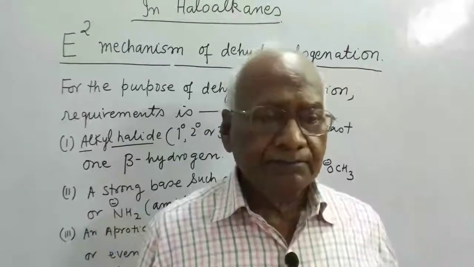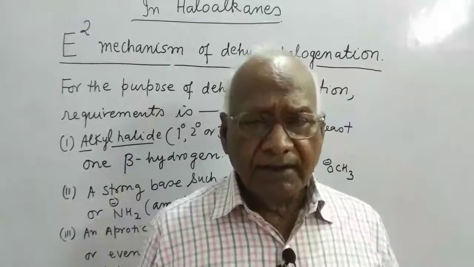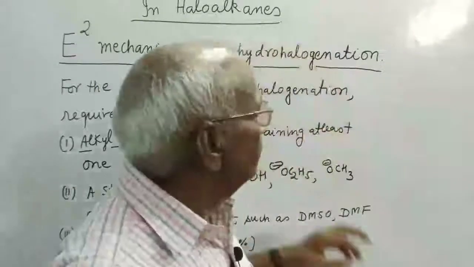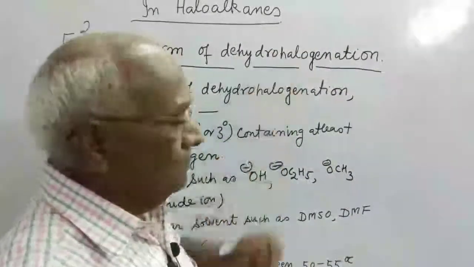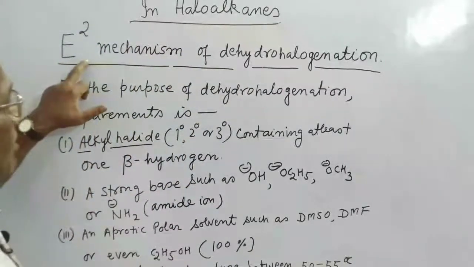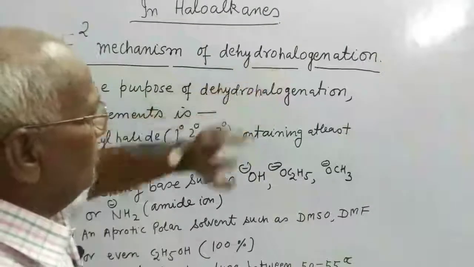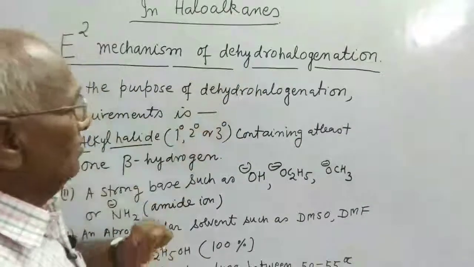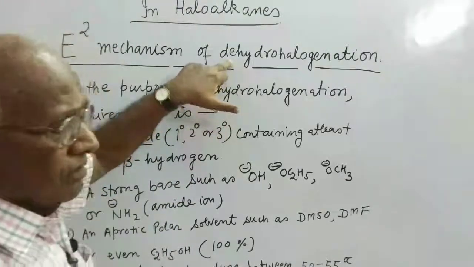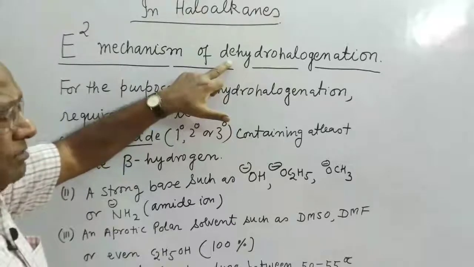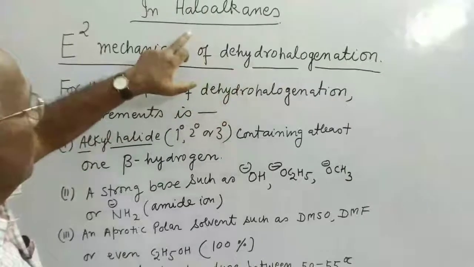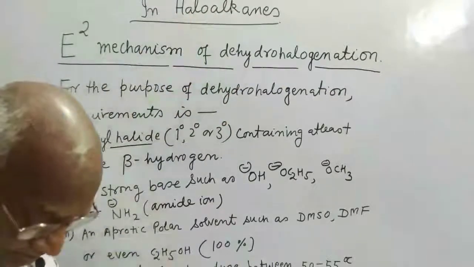Dear students, I have already discussed the E1 mechanism of dehydrohalogenation. Today, I am going to discuss the E2 mechanism of dehydrohalogenation. You already know that dehydrohalogenation means loss of hydrogen halide, or loss of HX, from the haloalkane. So dehydrohalogenation is a property of haloalkanes.